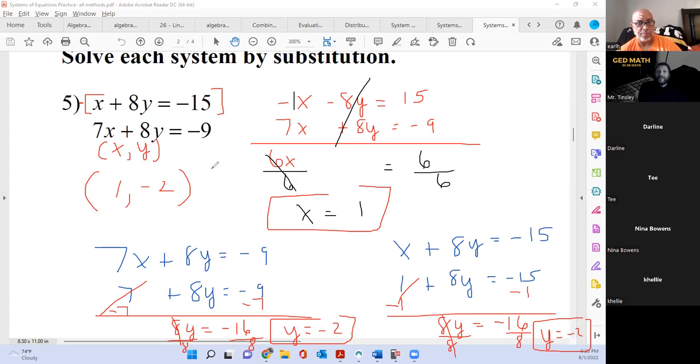On the GED, they might ask you what x is, they might ask you what y is, or they might ask you for the solution to the system of equations where they want x and y. You have to be prepared for all 3 options. They might ask you just for x, just for y, or for the point that solves the system of equations. So this is an example where one of the same term exists in both equations.